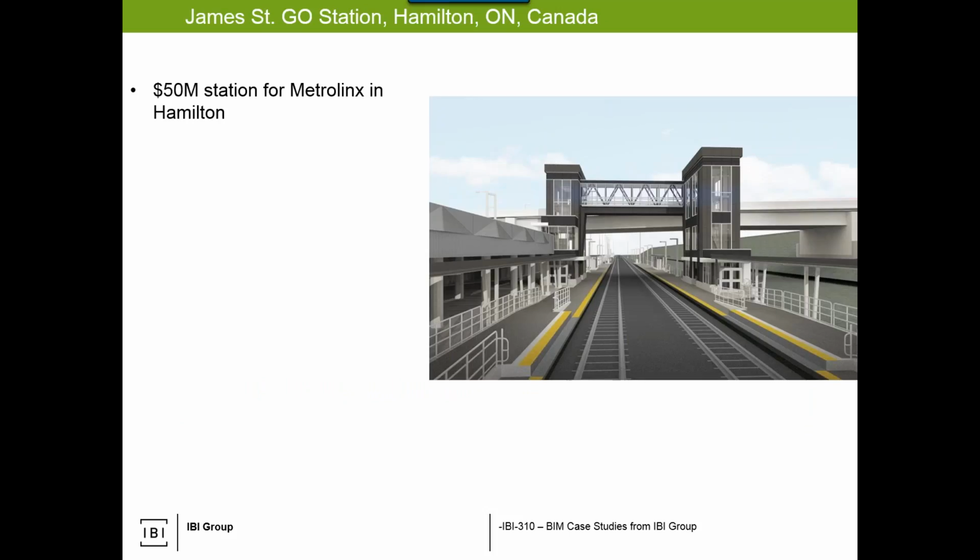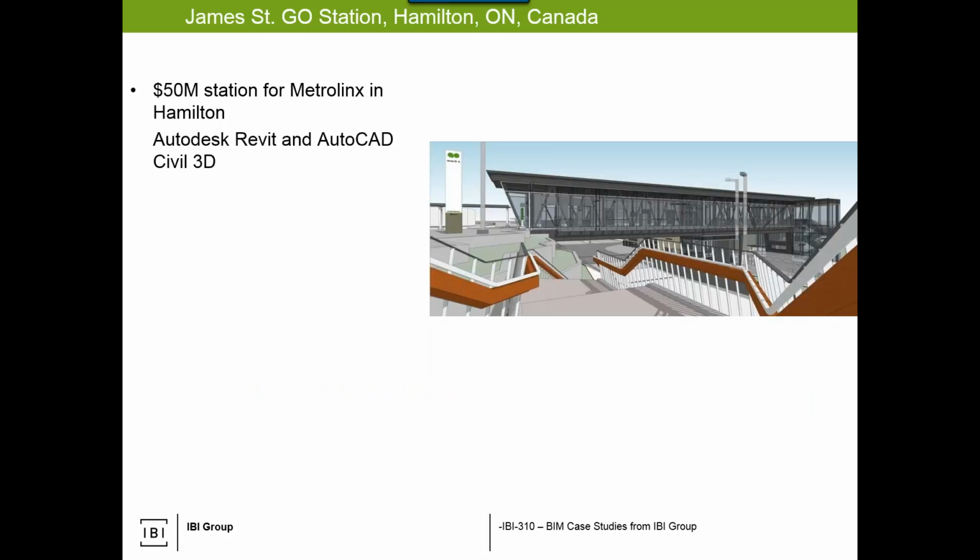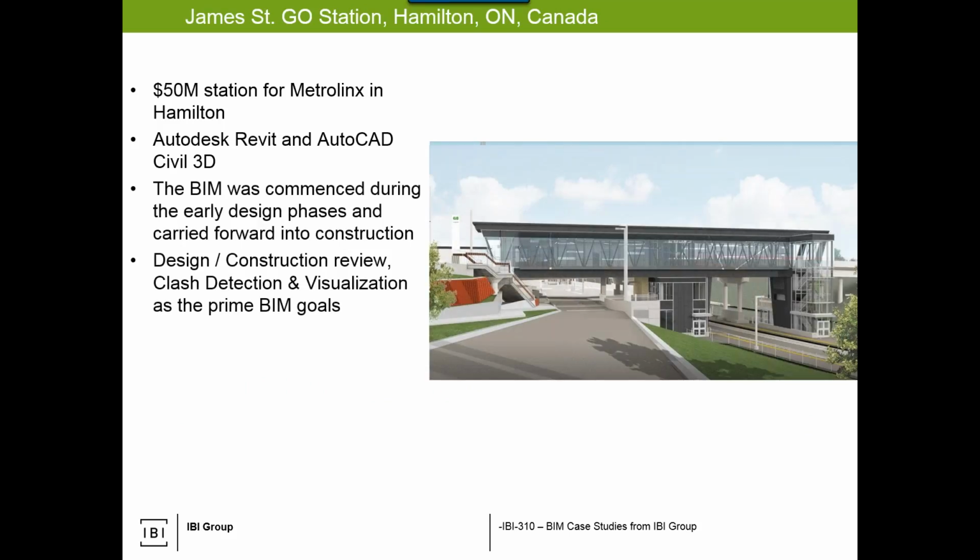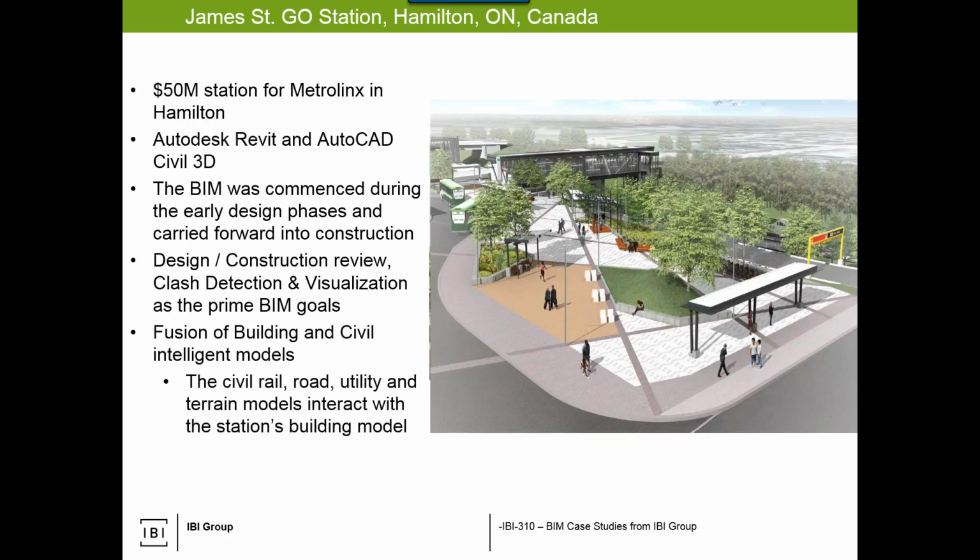So the first one, and this is the James Street GO station in Hamilton. It was a Metrolinx project. One thing that was pretty cool about it is that it had this infusion of Revit and Civil 3D simultaneously. So they had to work together. BIM was commenced during design early on, focusing on clash detection, visualization for design understanding, construction design review as the prime goals. But there was also this strong synergy, obviously, between the rail network and the building itself.